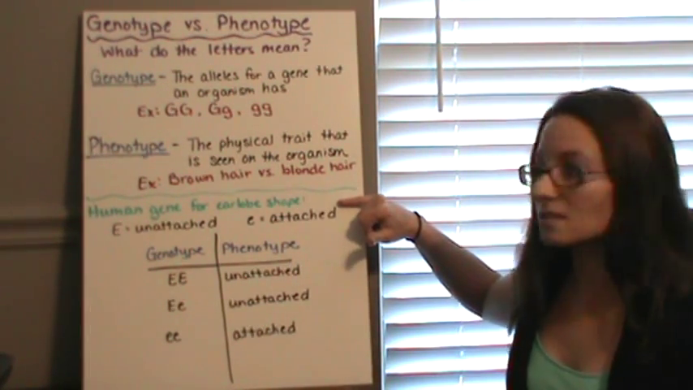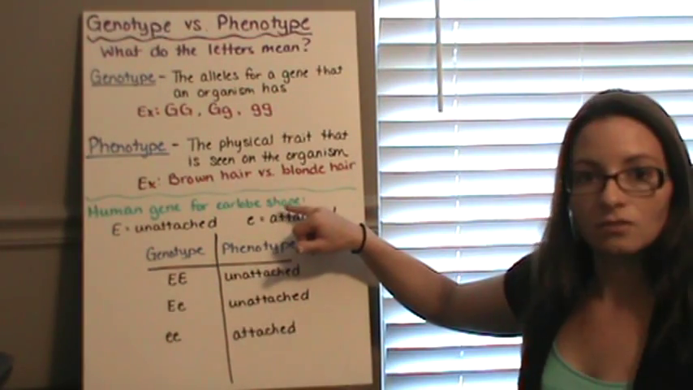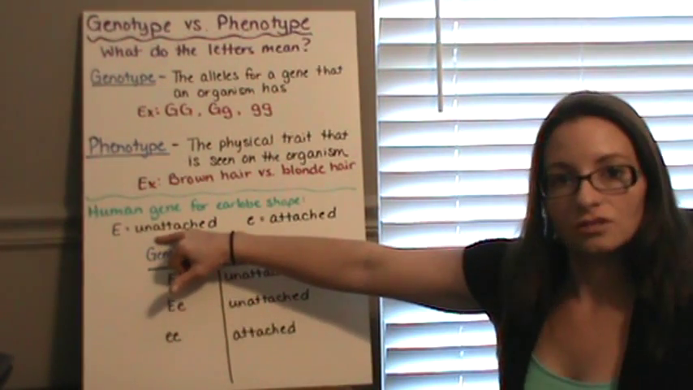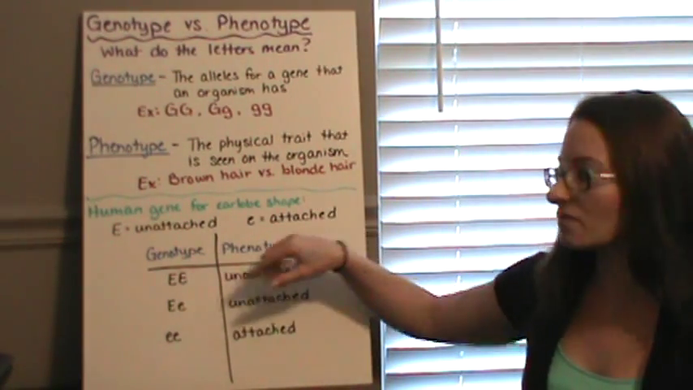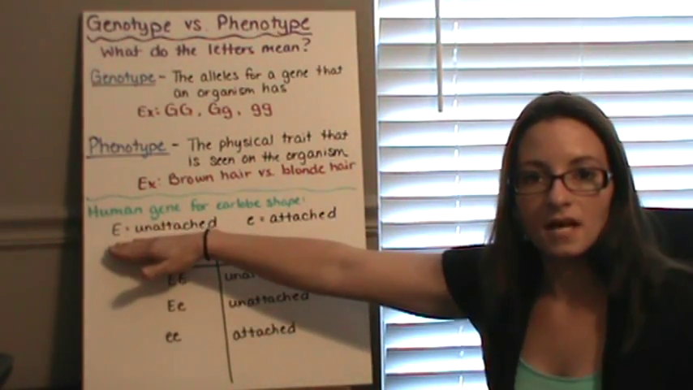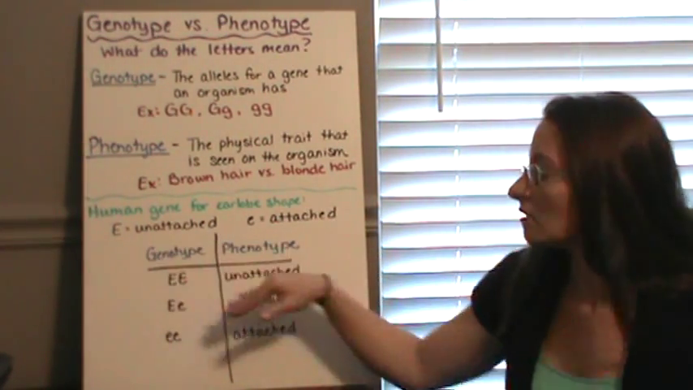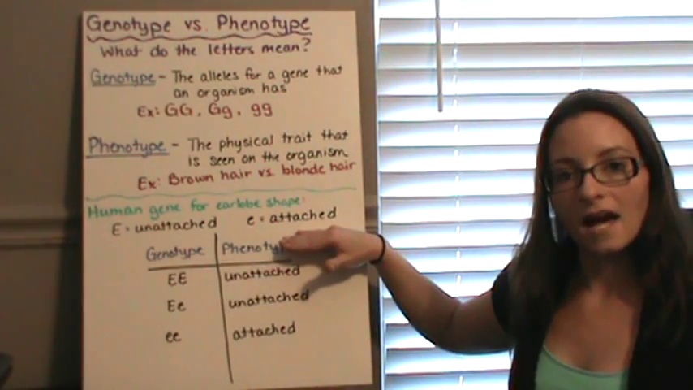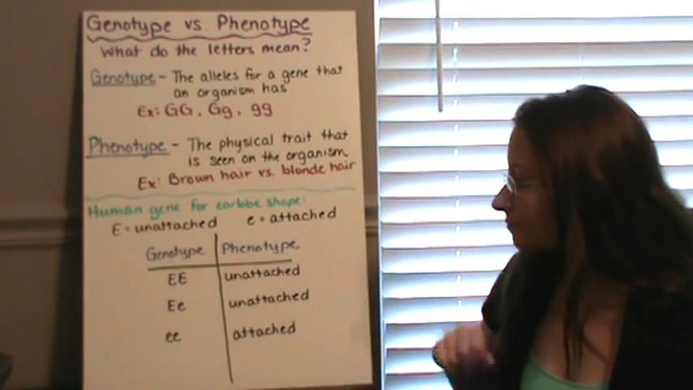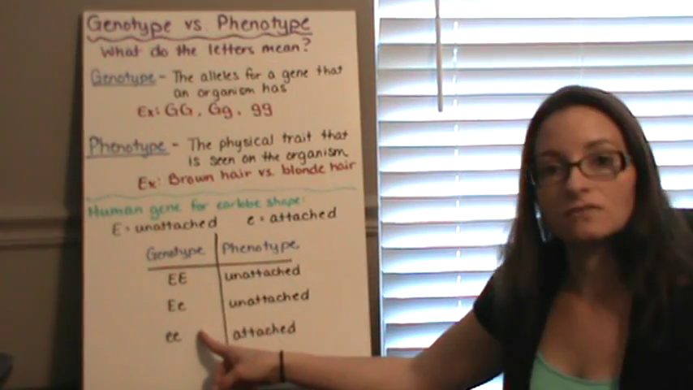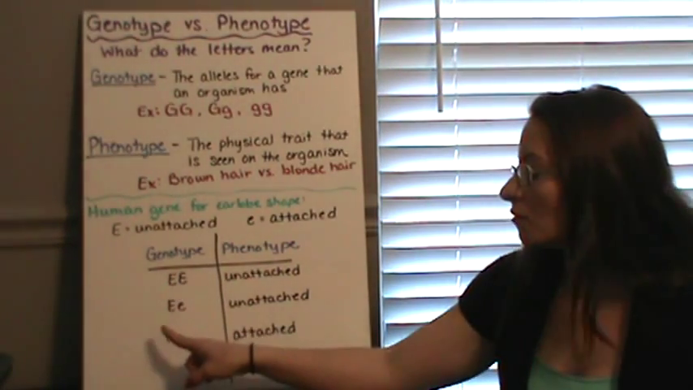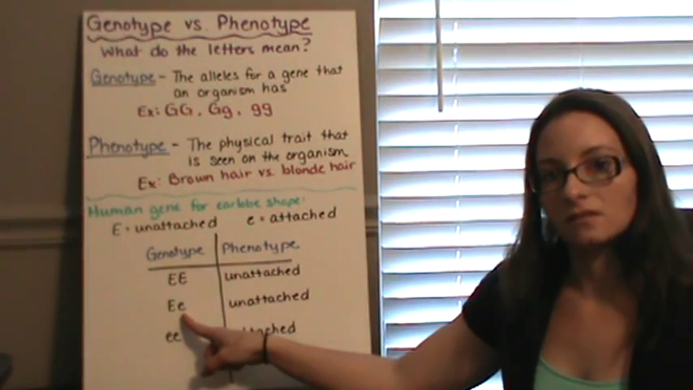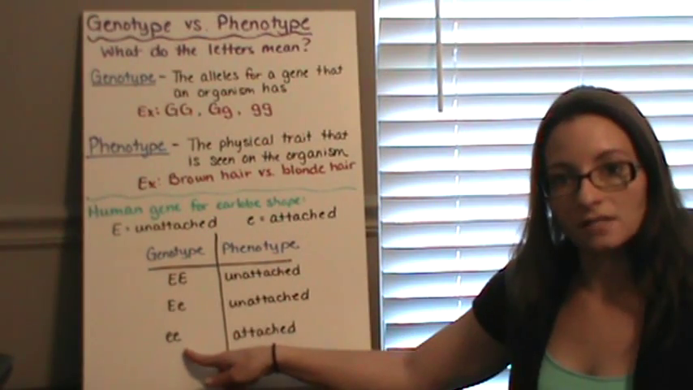So let's take a look at this here. If we're looking at earlobe shape, unattached earlobes are dominant and attached earlobes are recessive. So we've used big E for unattached dominant earlobes and little e for attached recessive earlobes. So we have three different genotypes we could get. We could have capital E, capital E, we could have capital E, lowercase e, or we could have lowercase e, lowercase e.